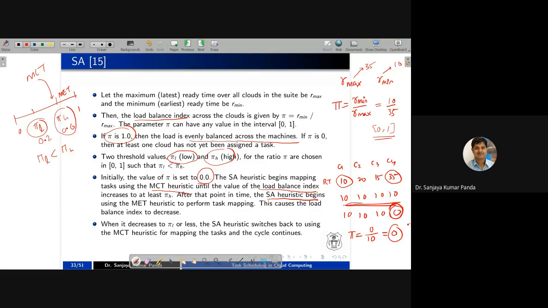So if the value is greater than pi H, then you have to apply MET until you reach a value less than pi L. Once you reach pi L, then you have to switch again to MCT. Right? In that fashion, you have to iterate this algorithm.